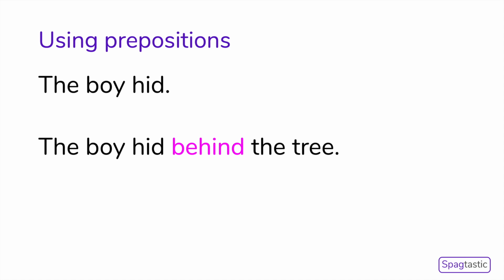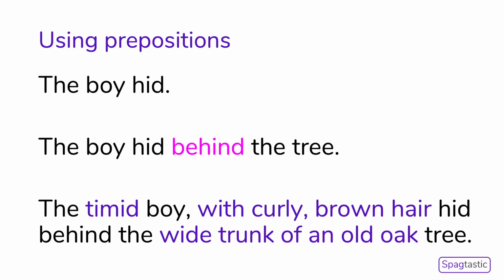Now let's make this sentence more interesting by adding adjectives and extra information. We could have the timid boy with curly brown hair hid behind the wide trunk of an old oak tree. We have improved this sentence by adding extra information about the boy, and we have also described the tree. The improved sentence allows the reader to create a clear picture in their mind.